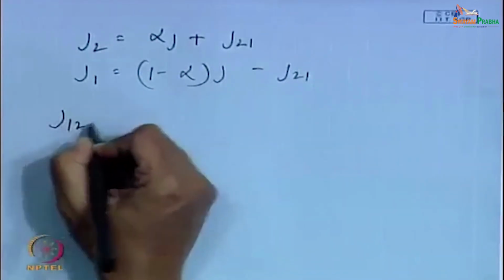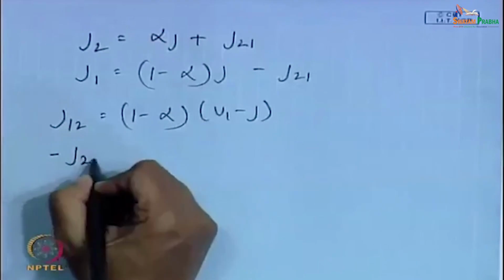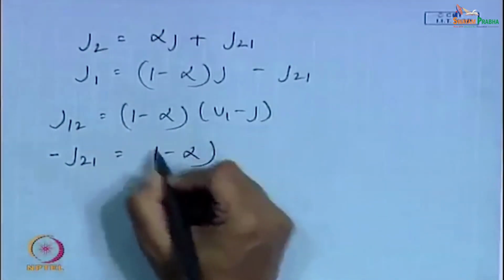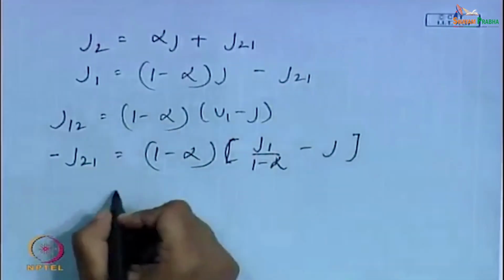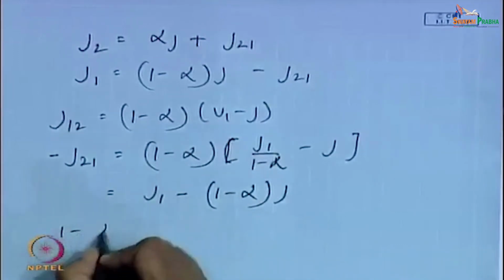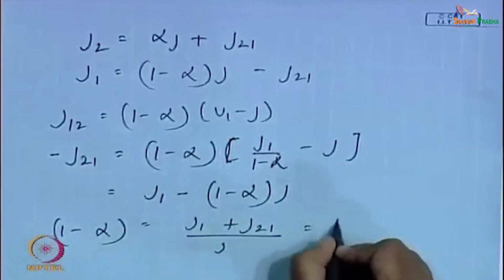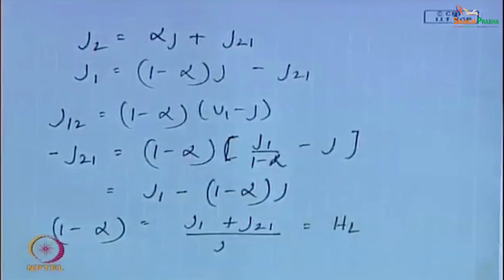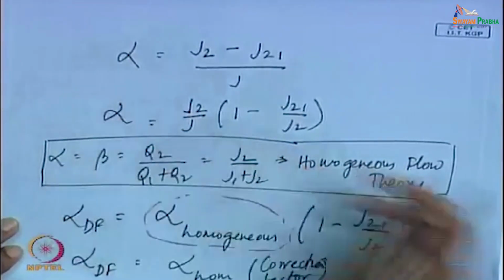From where do you get it? We know J1 equals 1 minus alpha into U1 minus J, and we know J12 is nothing but minus J21. So, this is equal to 1 minus alpha J1 by 1 minus alpha minus J, or in other words J1 minus 1 minus alpha into J. Therefore, 1 minus alpha is nothing but J1 plus J21 by J. 1 minus alpha is nothing but the liquid holdup HL. Got it? So, we have derived the expression of 1 minus alpha here, and the expression of alpha here.